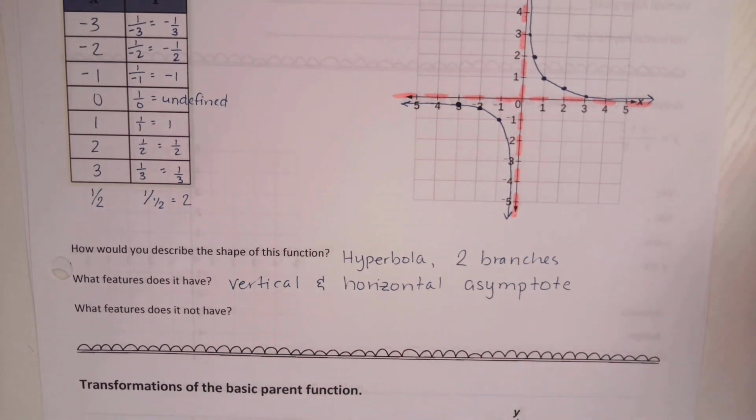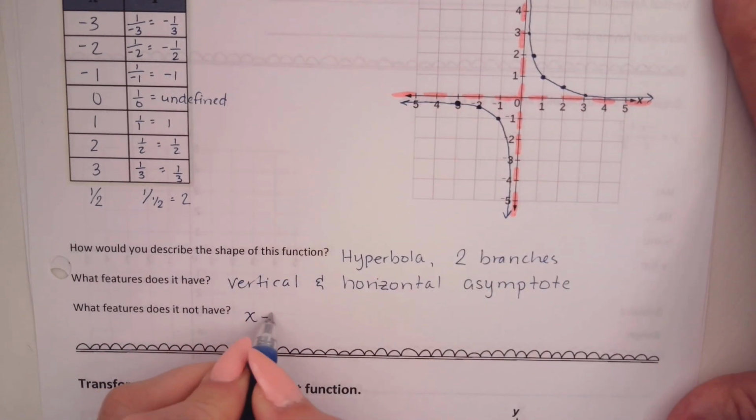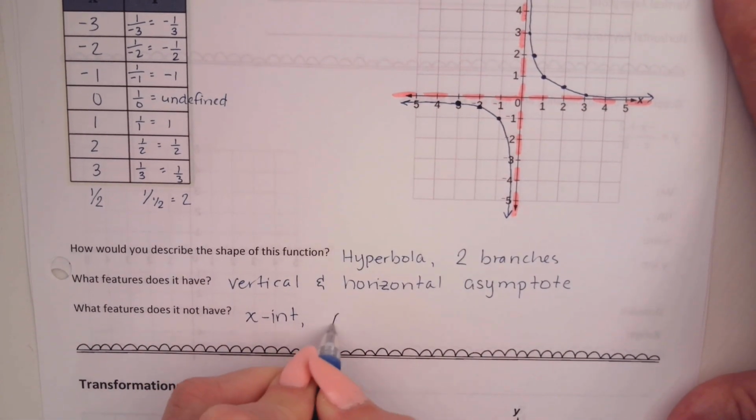What features does it not have? It doesn't have an x-intercept and a y-intercept. Now, that doesn't mean all of them don't have that. It's just the parent function does not have an x-intercept or a y-intercept.